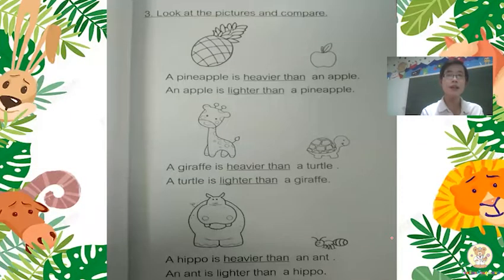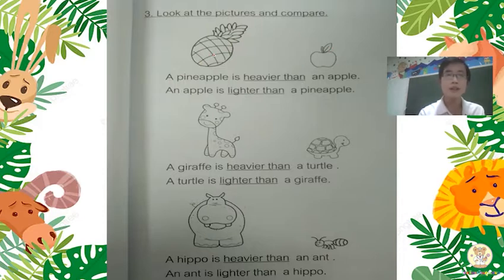Okay, number 3, look at the pictures and compare. So right now you need to look at the pictures and then compare between two things, right? So please take a look at the first sentence over here. Does anybody here like eating a pineapple? This one we call a pineapple, and this one we call an apple. You can see that they want to compare between a pineapple and an apple.